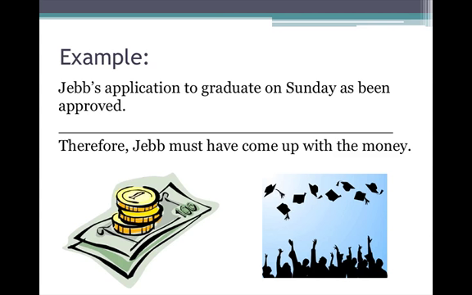But the author of your textbook, her point was that without some relevant background knowledge, namely that you don't graduate unless you've paid your tuition bills, the fact that Jeb's application to graduate on Sunday has been approved wouldn't clearly indicate that Jeb must have come up with the money. You need to have this additional piece of information. Because you as a student and your friend both would have known this, your friend didn't need to state it. But if we want to technically look at all the information being used to support this conclusion that Jeb must have come up with the money, we need to add the implicit premise.